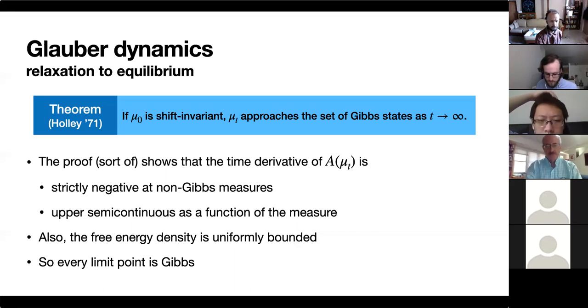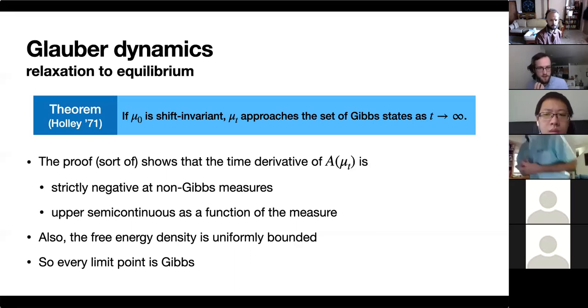So this is sort of a white lie version of what the proof says. We have this function A of mu t. You can think of this as a function of the measure mu t, but it's also a function of the time parameter t, right? So the time derivative is strictly negative if you start at a non-Gibbs measure. And as a function of the measure, it's upper semi-continuous.